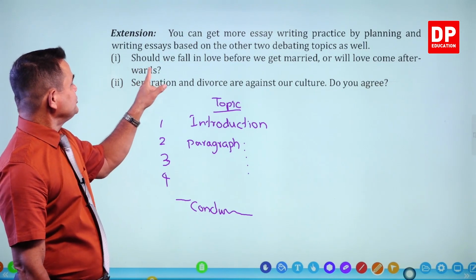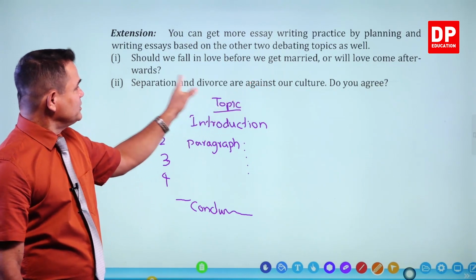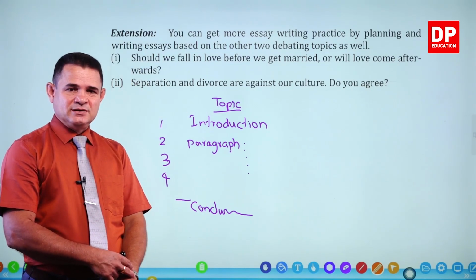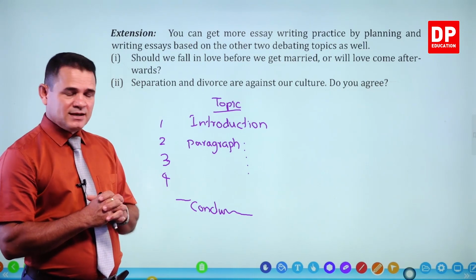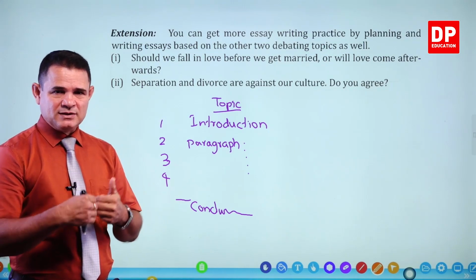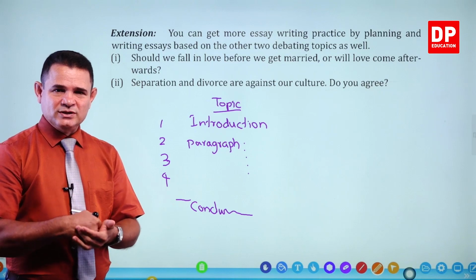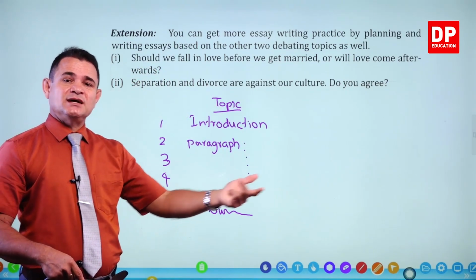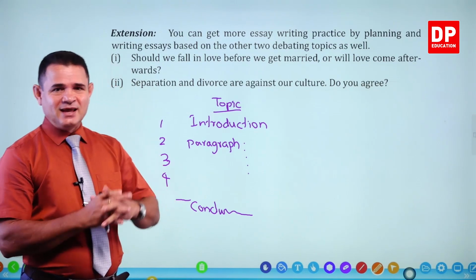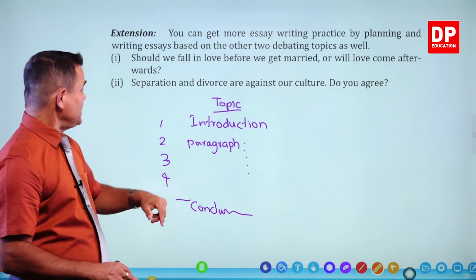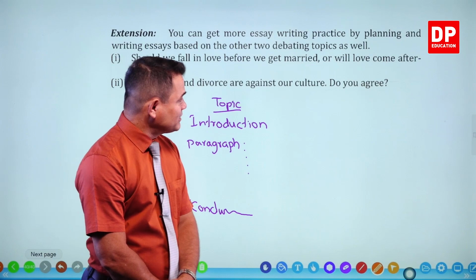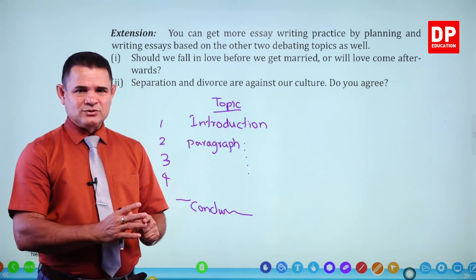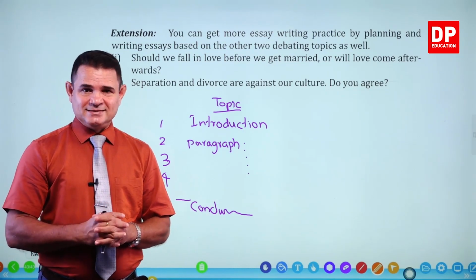The other topic: should we fall in love before we get married, or will love come afterwards? You can discuss and write the essay using that structure. And the next one: separation and divorce are against our culture, do you agree? That is the other topic that we discussed in the debate. Combine all these points and write essays according to this structure.